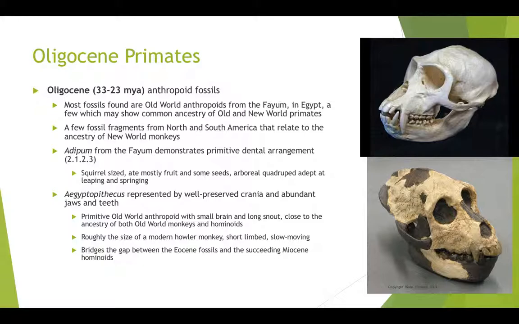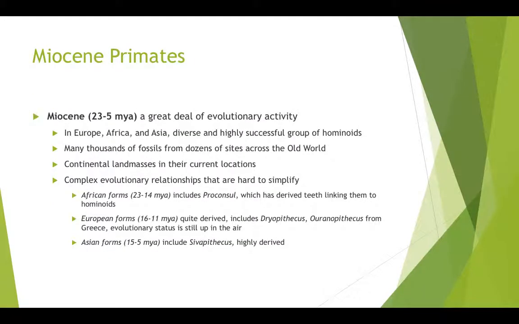So when we talk about the Oligocene, it's planet of the monkeys. We've also got the first appearance of apes towards the end of the Miocene. The Miocene extends from 23 to 5 million years ago. We've got a great deal of evolutionary activity, specifically when we're looking at fossil apes, and this is our best literal planet of the apes.